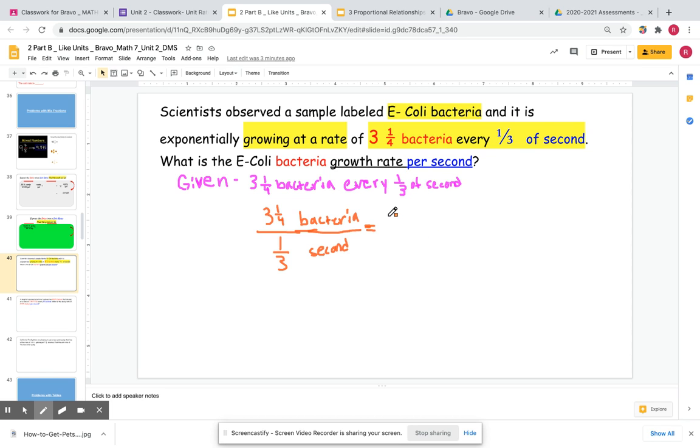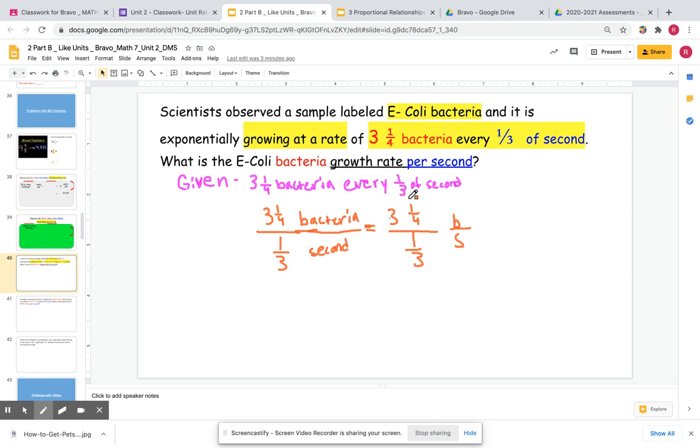Anyway, so when we split them up, we have the following ratio. We have 3 and 1/4 over 1/3. And I'm just going to abbreviate it for right now: B for bacteria, S for seconds. So now that we split our numbers away from our units, we can take care of our numbers.